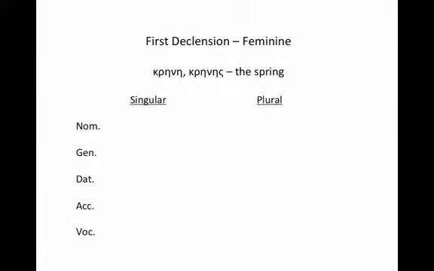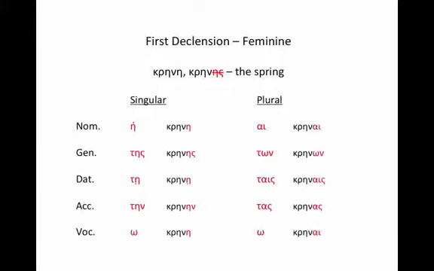Now let's look at a feminine noun, krene, krenes, which is a spring. So the same rules apply. We go to the genitive, drop that ending to get our stem, and here is our declension.